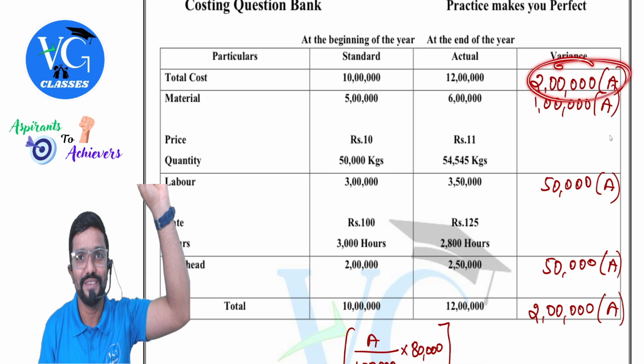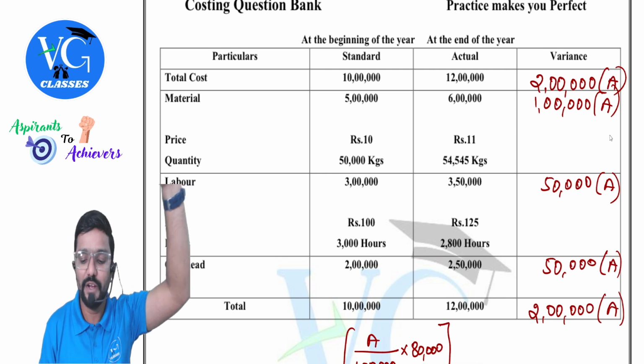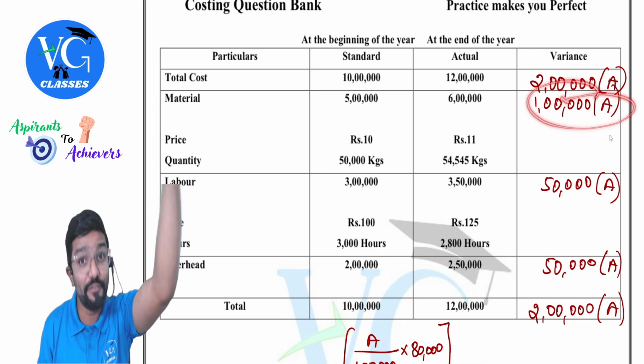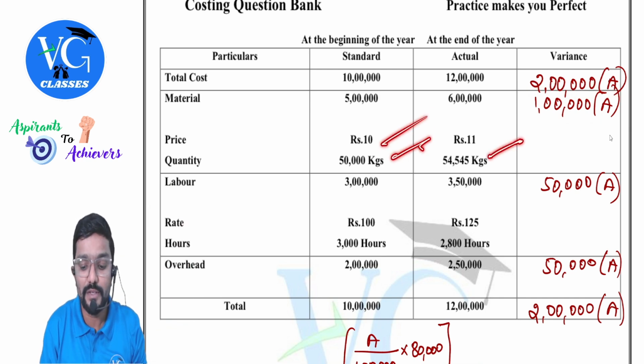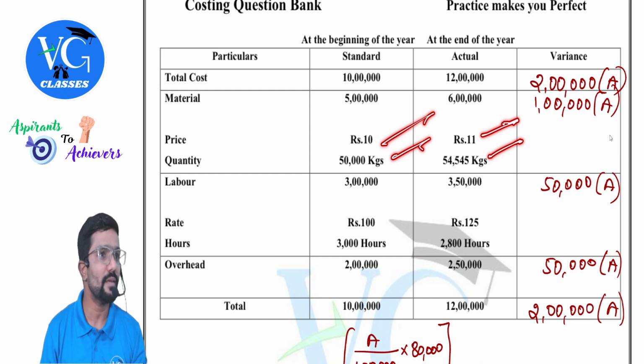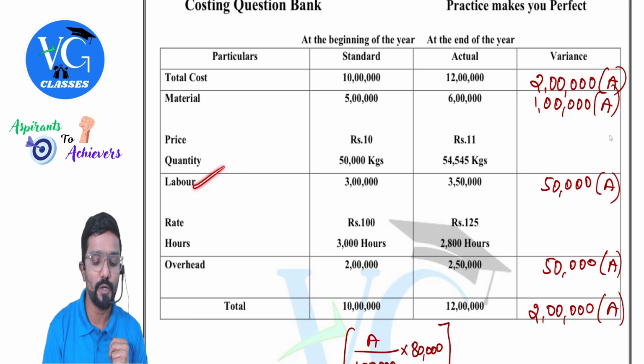First, we got 2 lakh. We tried to find out how much is because of which element. We got 1 lakh because of material. Now we are trying to figure out the reason under that also. Because of excess usage of material, because of excess payment. Okay, sir. We got. Fine. Material part done. Now let us go to labor.